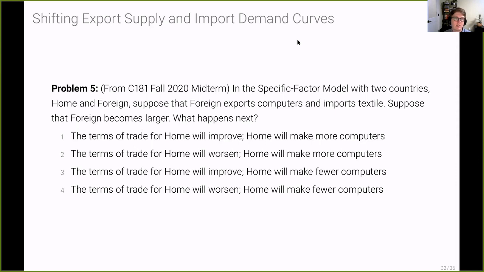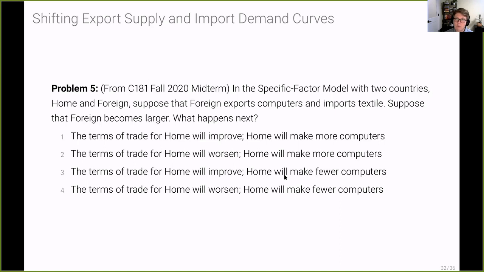What I want to move on to is then a multiple choice question, thinking about terms of trade. This problem asks, in the specific factor model with 2 countries, home and foreign, suppose that foreign exports computers and imports textiles. Suppose that foreign becomes larger, what's going to happen next? We have a variety of different outcomes. Terms of trade are either going to improve or worsen. Home is going to make more computers, or it's going to make fewer computers.